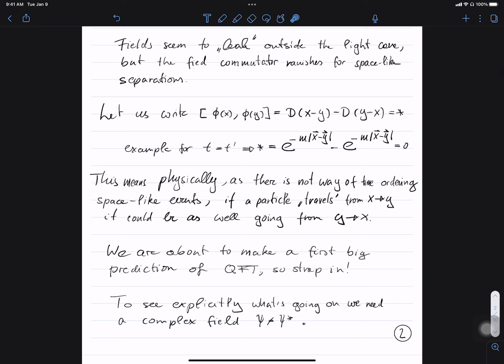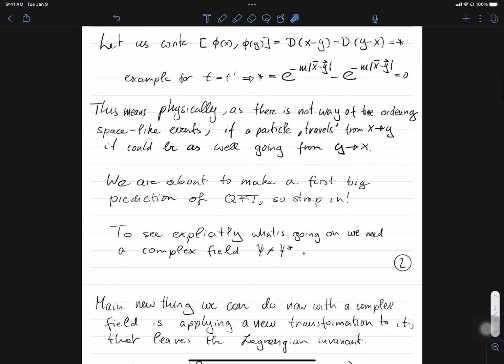Yeah, so what does it mean physically? Physically, it means that there's no way of actually time ordering events when they're space-like separated, because there is no causal structure there. So if a particle travels from x to y, it could just as well be a particle traveling from y to x in a space-like trajectory. There is no real causal way of phrasing or expressing this statement or this physical process.